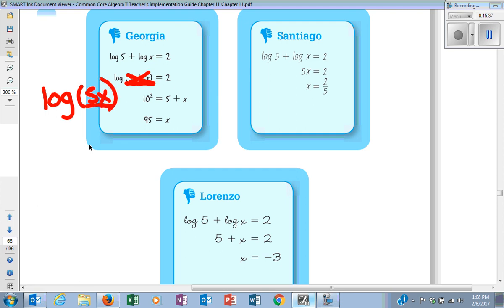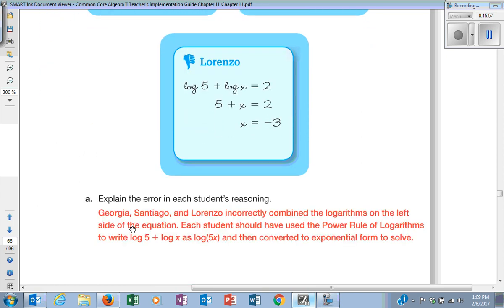Remember, when I multiply, I can break it up into two additions, or if I have two additions, I can make it into one logarithm. And then that might help me solve for this problem. This person right here just dropped the log and said that 5x equals 2. That's wrong. And this person right here, again, just dropped the logs. Somehow thought they canceled out and made it just 5 plus x equals 2. That, again, is wrong. Remember, all of these should be log 5x.